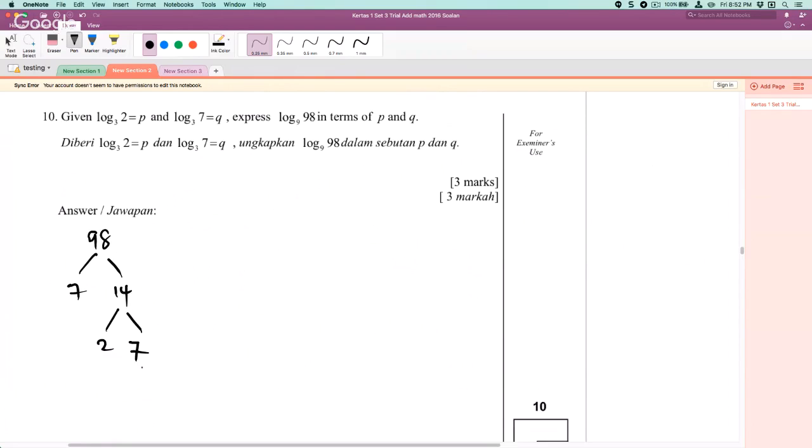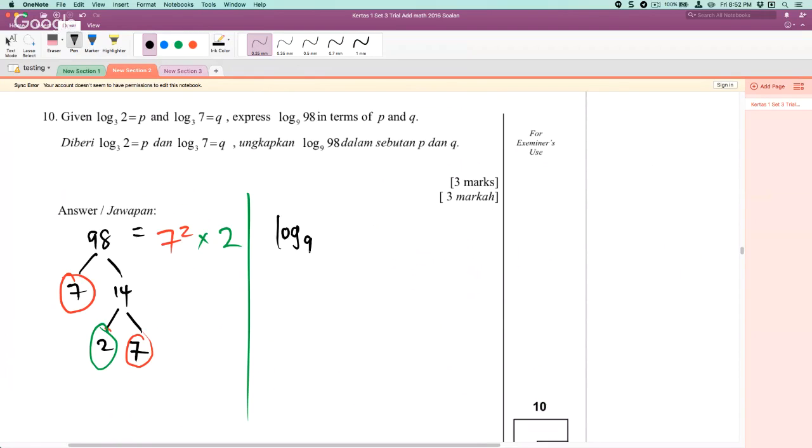Okay, all are prime numbers here? Yes. Then I have 7, 2, 7. We call it 7 squared, and then we have 2 here, so multiply by 2. Right, so basically, if you understand this, then you should be able to solve this one real quick.